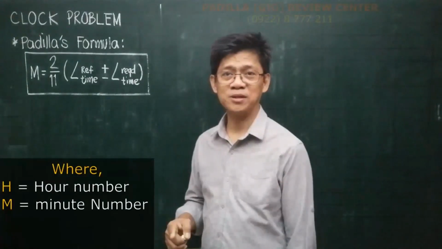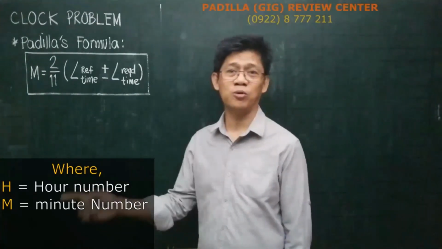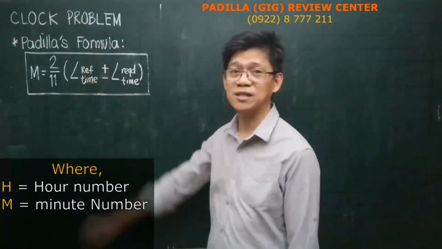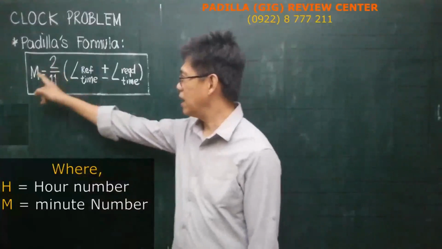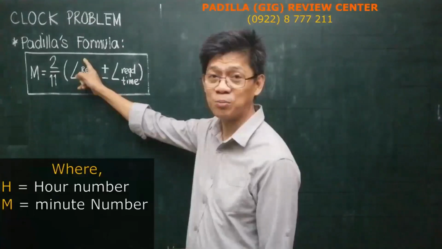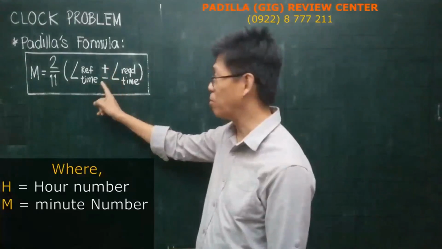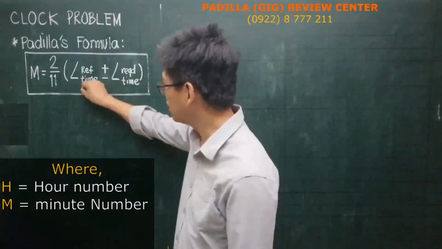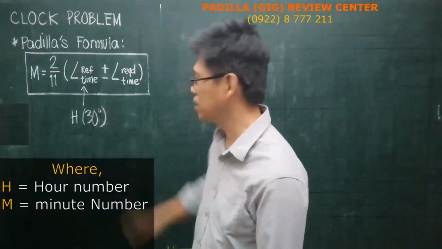So for clock problems, 90% of all previous clock problems that appeared in all board exams, that's my estimate, is solvable by Padilla's formula. I formulated or derived this one. Okay? The M is 2 over 11 times the angle between the hands of the clock, the hour and the minute hand, during the reference time, plus or minus the angle during the required time. This angle during the reference time is H times 30 degrees.